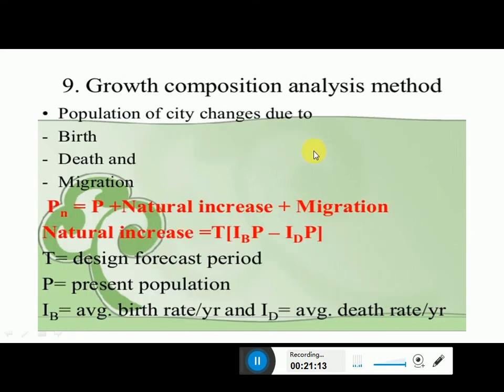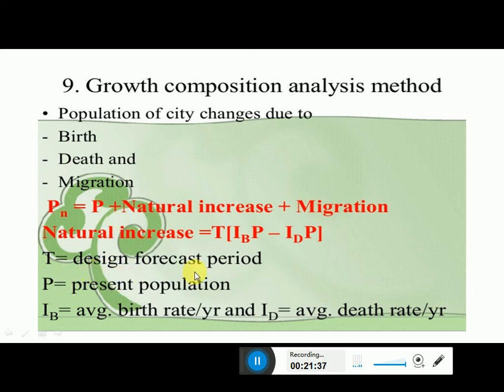Okay, so now the growth composition analysis method. This method is given by Pn is equal to P plus natural increase plus migration. The natural increase is given by T into Ib into P minus Id into P. So this takes into account the birth, death and also migration.